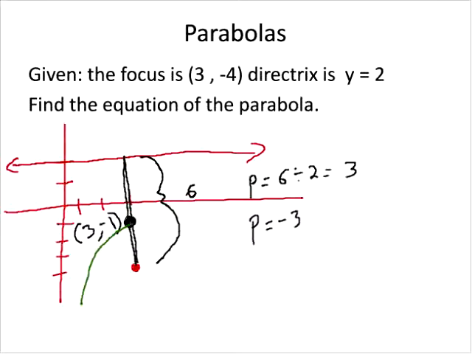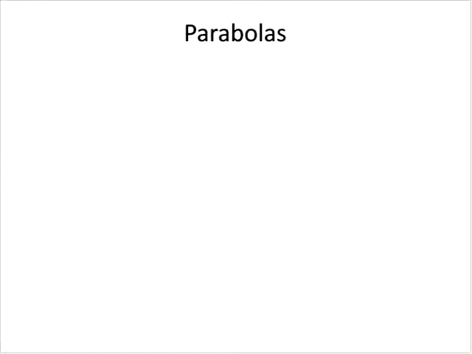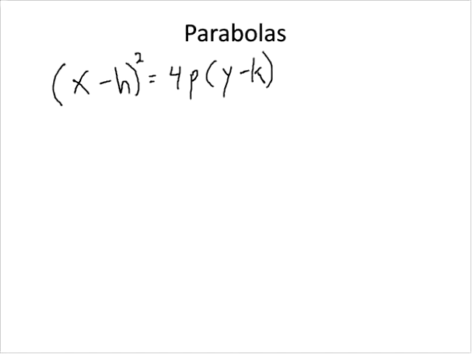So if I sketch this out, it would look something like this, just roughly. But the important part to remember is that I now know what our vertex is, that's 3, negative 1, and I know what the p value is, that's negative 3. So let's write out the equation. Since it's pointed down, my equation should be roughly in this format: x minus h squared equals 4 times p times y minus k.